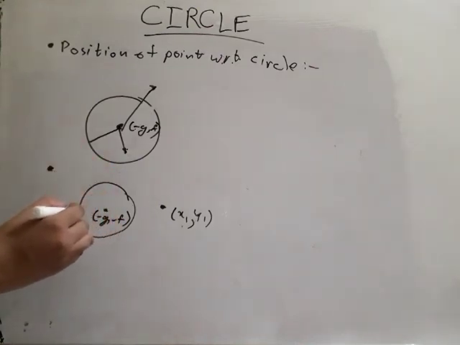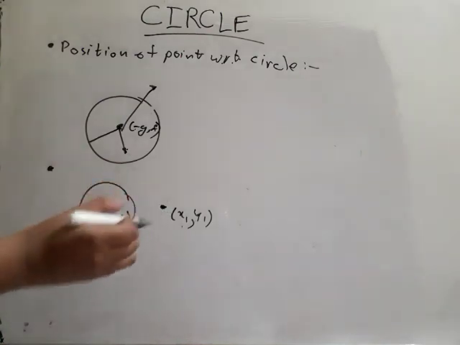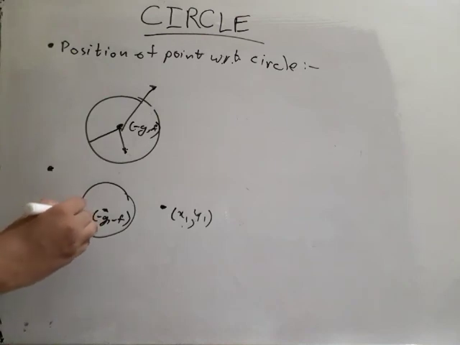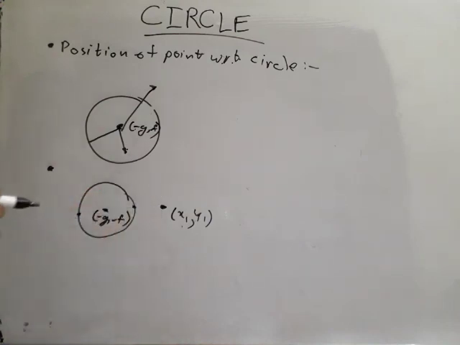The maximum distance is if a point is taken which is collinear with the center of the circle and the given point, and this point is on the farther side, then the distance from this point to the given point will be the maximum distance. And if we take a point which is also collinear with the center and the given point, but on the nearer side, then the distance from this point to the given point will give us the minimum distance of this point from the circle.